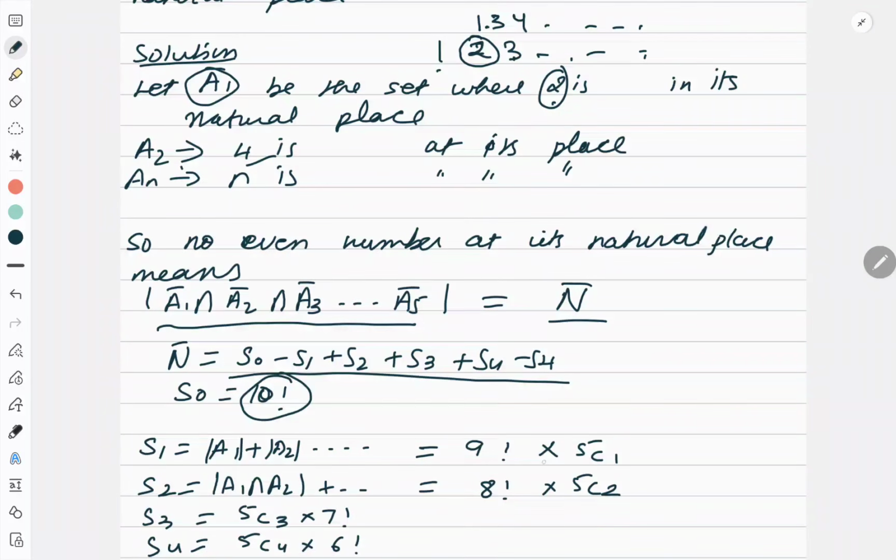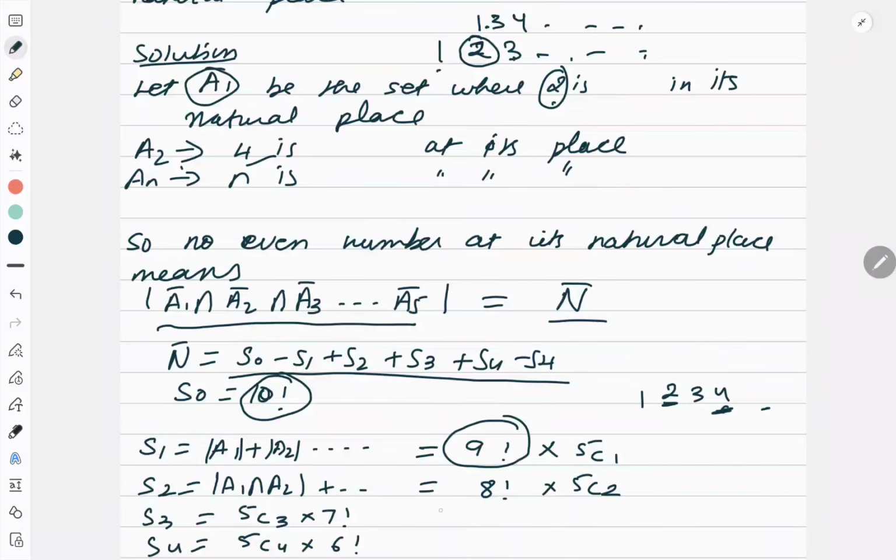So it will be 5C1 into 9 factorial. Now where is this 9 factorial coming from? 9 factorial is coming because A1 represents 2 fixed, so the remaining 9 numbers can be permuted. Then A2 is what? 4 is fixed, the remaining 9 are permuted. A3 is what? 6 is fixed and the remaining 9 are permuted. So 9 are permuted and 5C1, from out of the 5 even numbers, 1 I am taking.